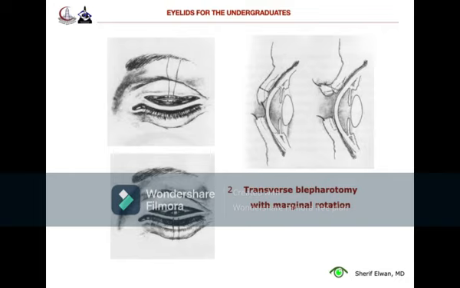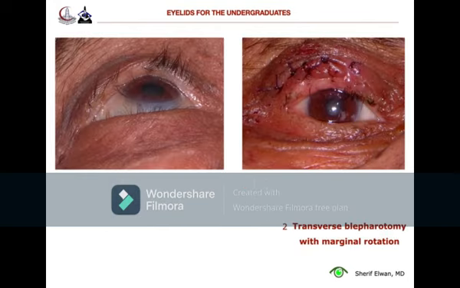The second technique is transverse blepharotomy with marginal rotation. We come at the crease and make a transverse incision through and through on the eyelid, and then we have an upper fixed flap and a lower rotating flap, and then take sutures so that the sutures, as you can see on the right diagram here, can roll the lower mobile flap for the lashes to be directed outwards.